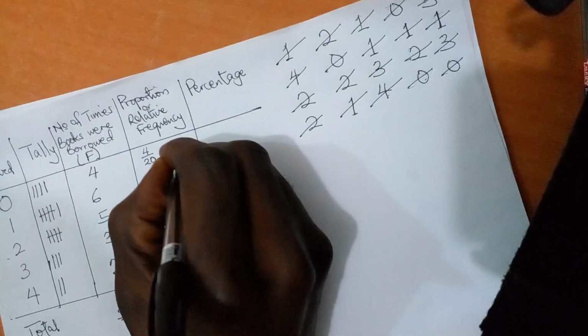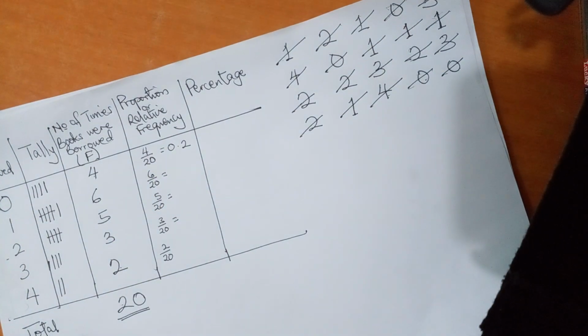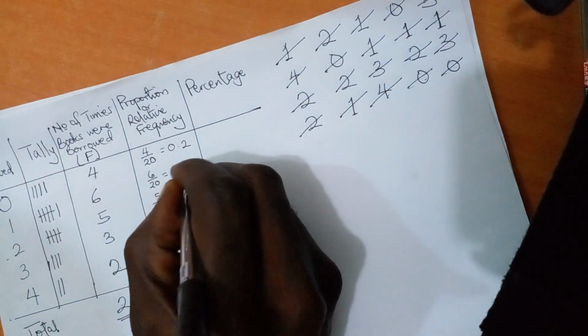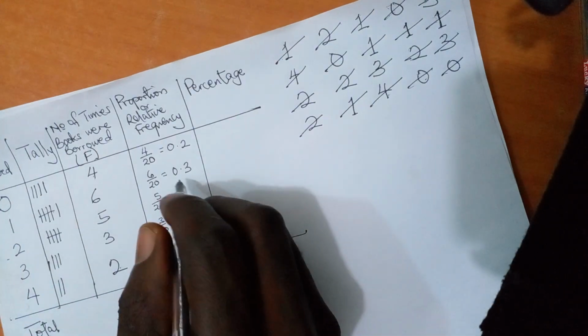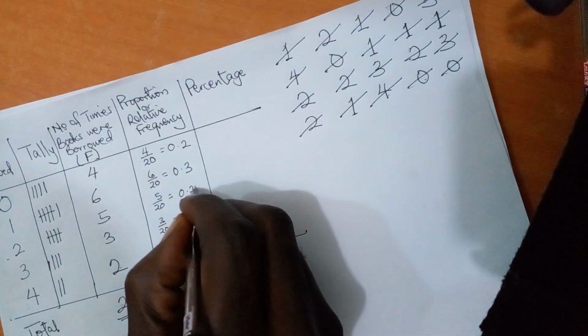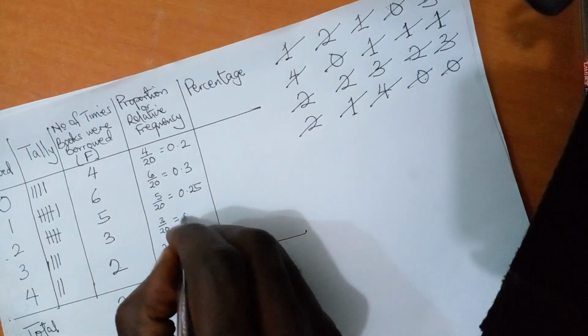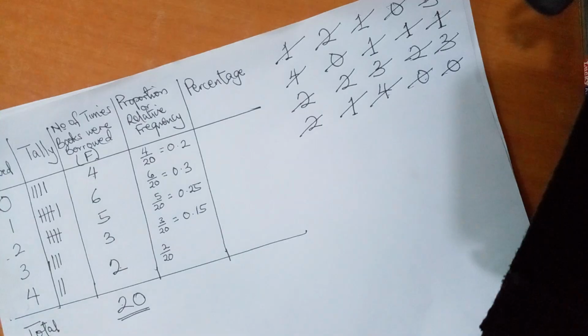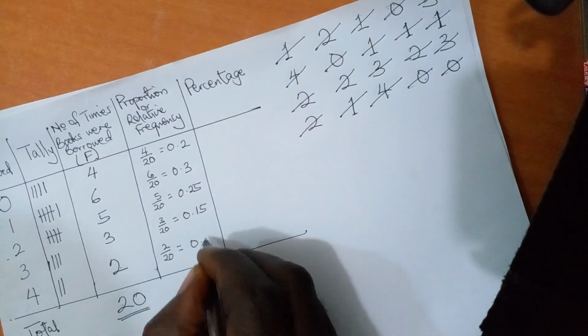So 4 divided by 20 here will give us 0.2. The next is 6 divided by 20. This will give us 0.3. The next is 5 divided by 20. That will give us 0.25, while 3 divided by 20 will give us 0.15, while 2 divided by 20 will give us 0.1.